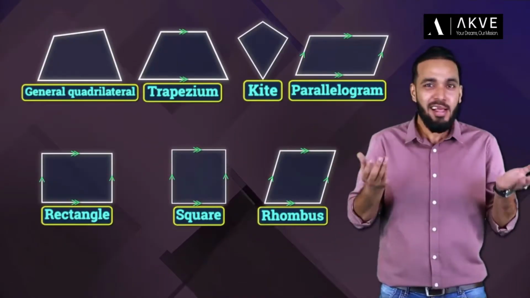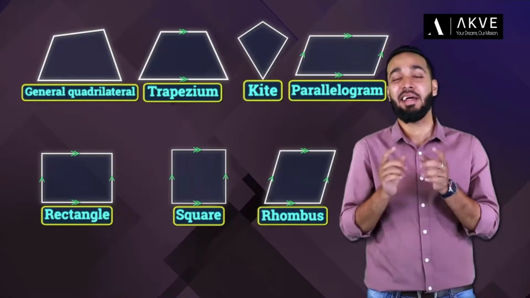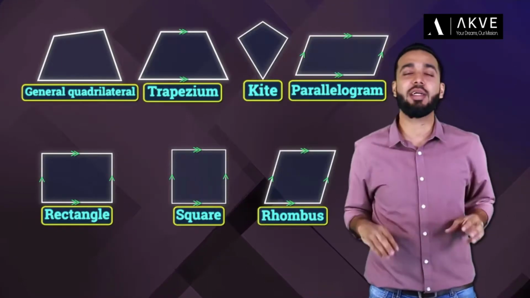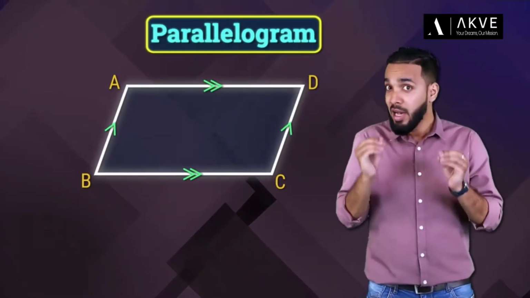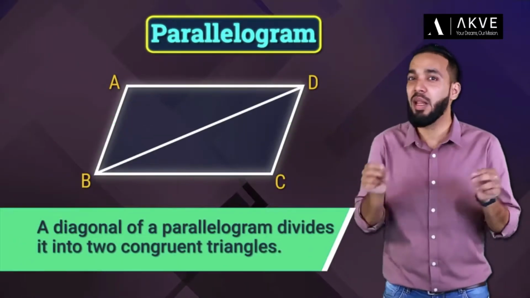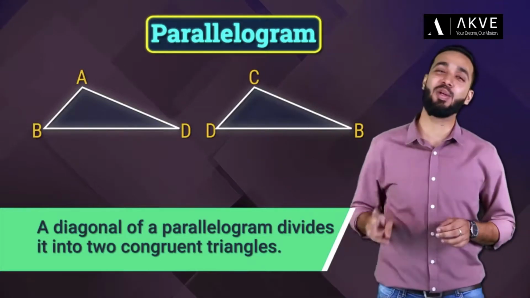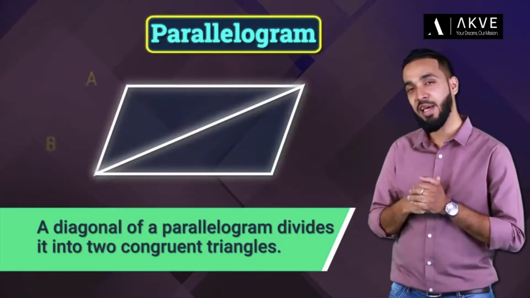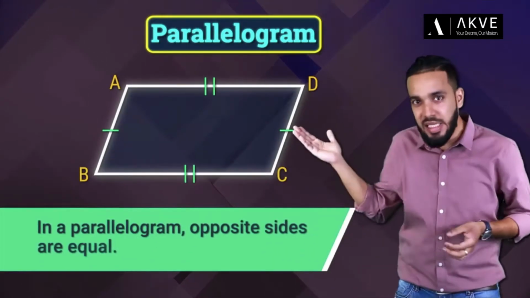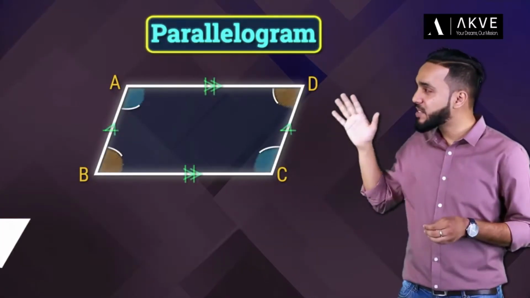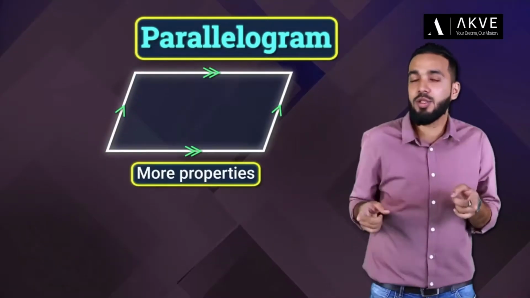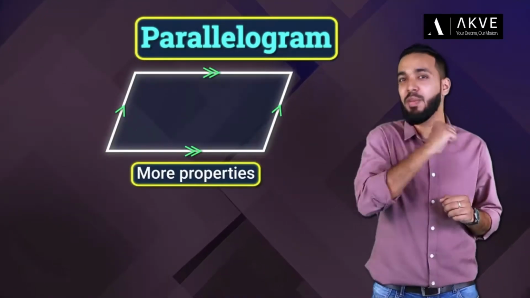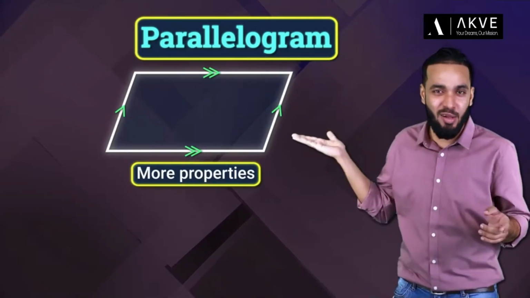This journey of learning about quadrilaterals has been so fulfilling, right? The last couple of videos have taught us so much about parallelograms. We have learned how a diagonal of a parallelogram divides it into two congruent triangles, and how the opposite sides and even the opposite angles are equal. Just a couple more properties to go and you will become a true master of this shape called a parallelogram.